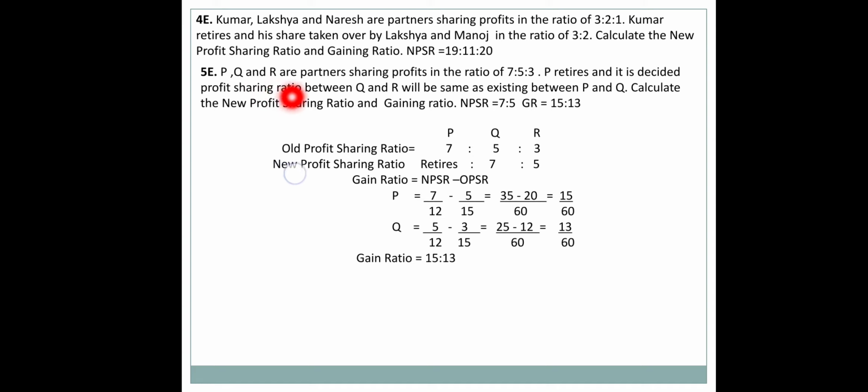And the last sum, in this we have to find out. First of all, I will read the sum. P, Q and R are partners sharing profit and losses in 7:5:3. P retires and it is decided that the profit sharing ratio of Q and R will be the same as the existing ratio between P and Q. Calculate the new profit sharing ratio, NPSR, and gain ratio. So OPSR is given, new profit sharing ratio is given. Just find out by applying the formula of gain ratio.